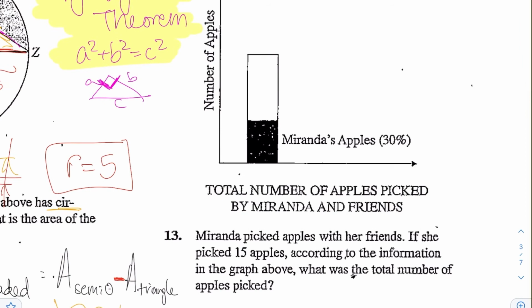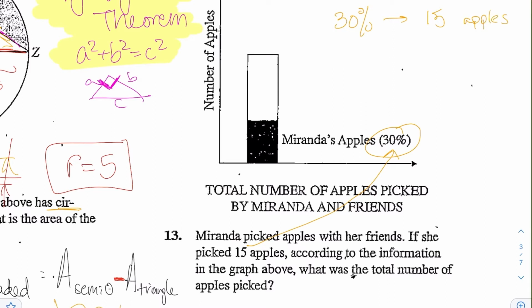Next, for number 13, you have this bar graph. Now, Miranda picked apples with her friends. If she picked 15 apples, according to the information in the graph above, what is the total number of apples picked? So here Miranda represents 30%. So 30% is actually equal to 15 apples.